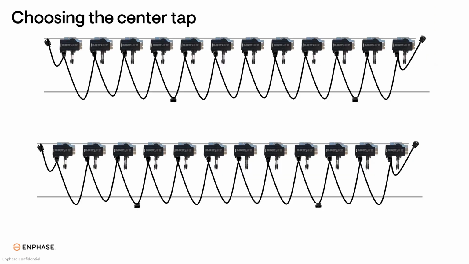If your circuit has multiple center tap connectors in it because of how the QD cable was cut, you're simply going to choose the center tap connector to pull your home run from that has the most microinverters on either side. In this first example, we're going to choose the center tap connector on the left because it has 4 microinverters on one side and the rest on the other. The other connector in that circuit would be a bad choice because it only has 2 microinverters on one side and the rest of the microinverters on the other. In the second example, you could choose either center tap connector because it has the same number of microinverters on either side of that connection.